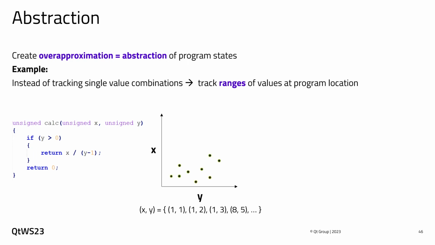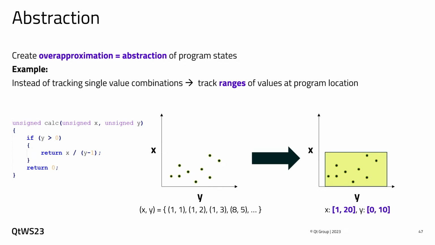So for example, here we have a few program locations, x and y, these dots here, and you see them summed up. But this costs a lot of memory to save. We can just say, well, x is in the area between 1 and 20, and y is in the area between 0 and 10. Just have this rectangle here. And we see there are a lot of dots that are actually not in this set, but we just over-approximate it. We know that this is now the range of these two variables.